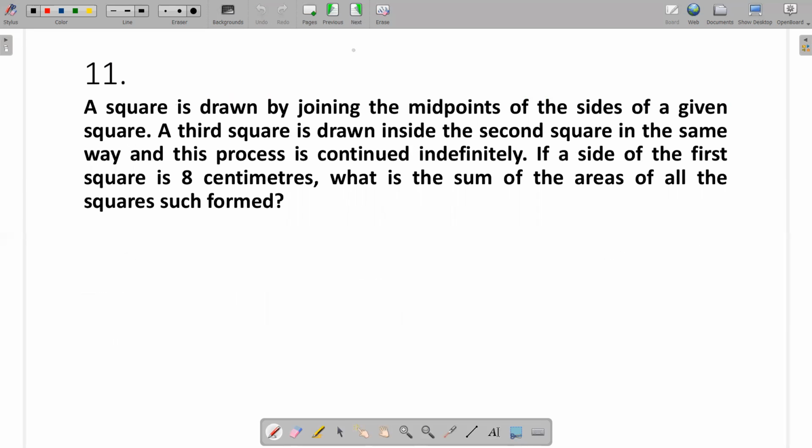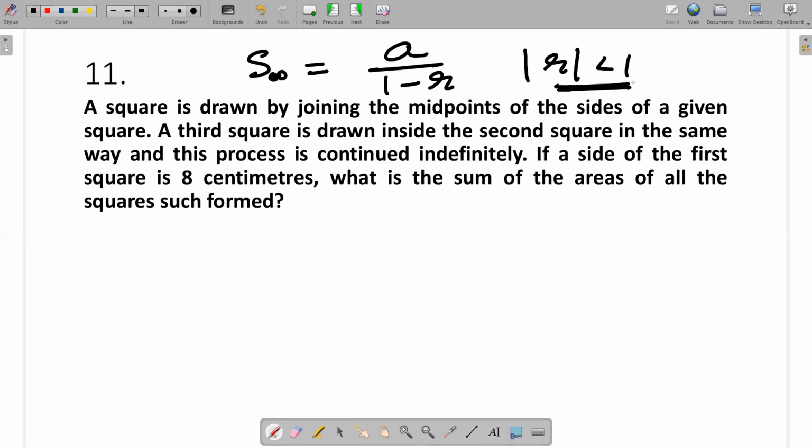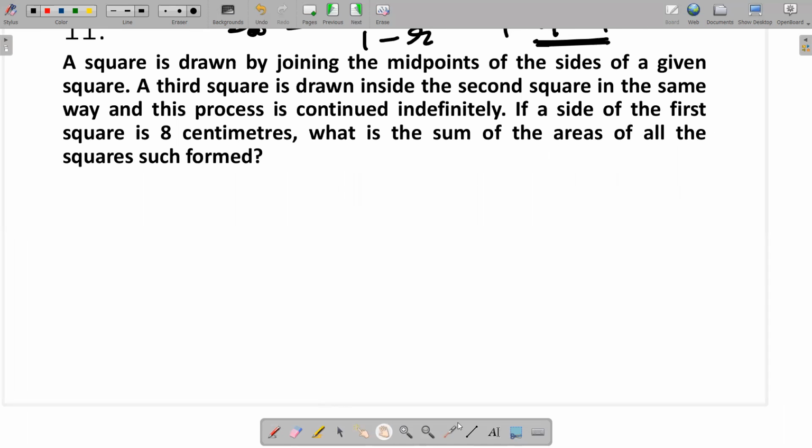Question number 11. For answering this question, you need to remember that the sum to infinity of a geometric progression is given by the expression A by 1 minus R, where mod R should be less than 1. This is the logic that you have to note. Now, in this question, we are considering a square. So let me draw the square here, a relatively big square.